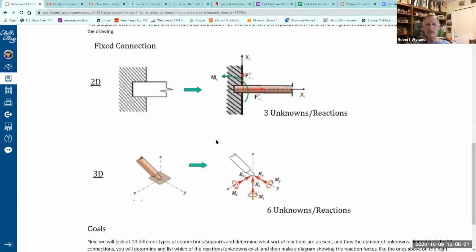When you're drawing free body diagrams, these reactions are what you're going to end up drawing on them. And I've said earlier, if you can't draw a good free body diagram, you're never going to solve the problem.